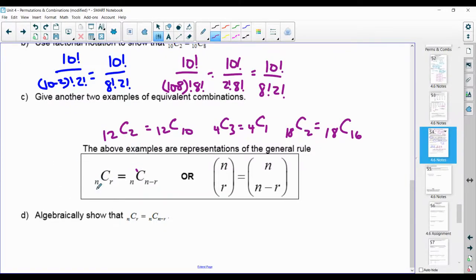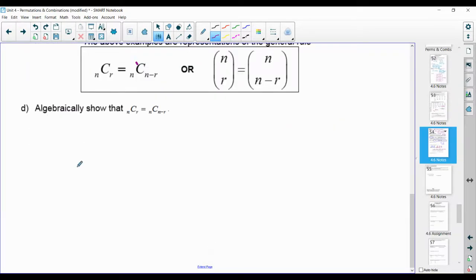So in the above example, we've got n choose r is equal to n choose n minus r. This is not given to you on a formula sheet, so this is just a property that you would need to remember. Again, using that other notation, n choose r, just written in a different way, is the same as n choose n minus r. So like I said, we can show these algebraically.